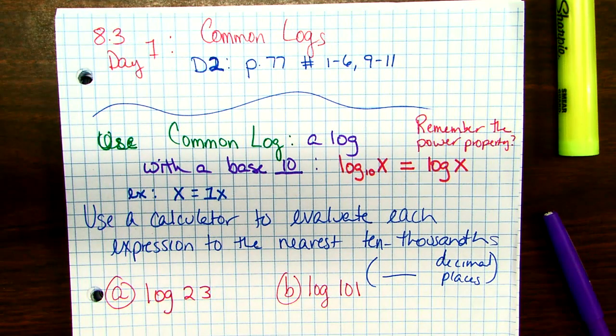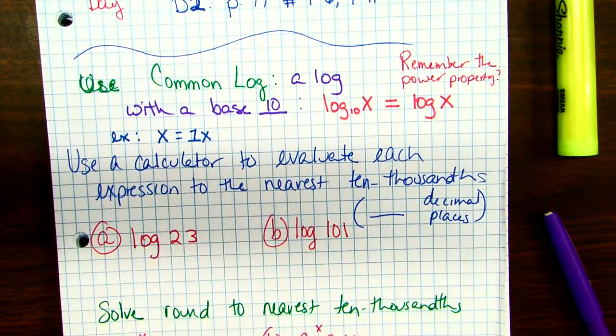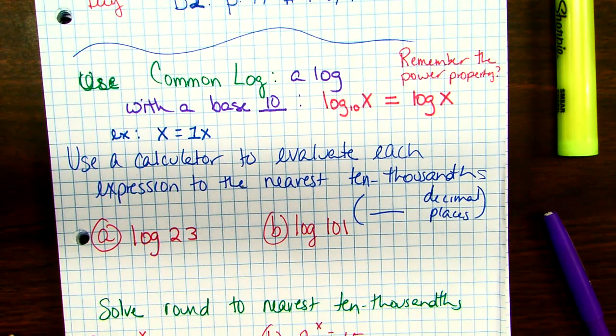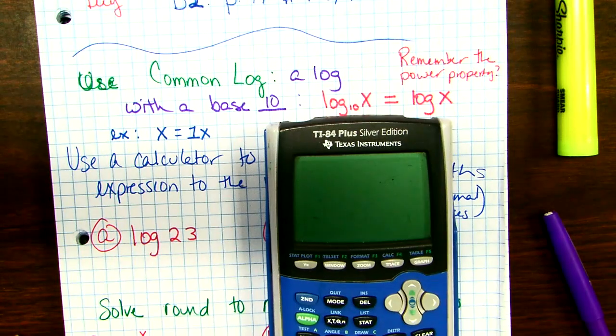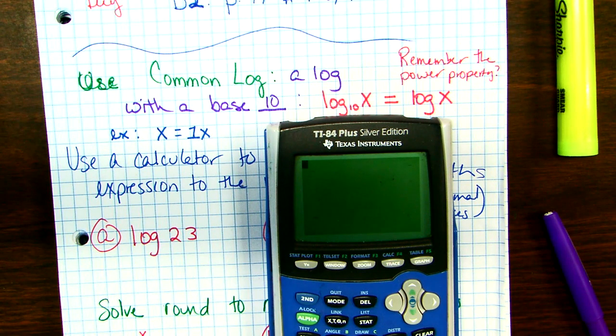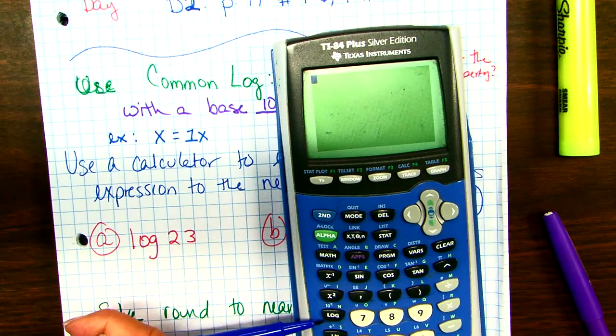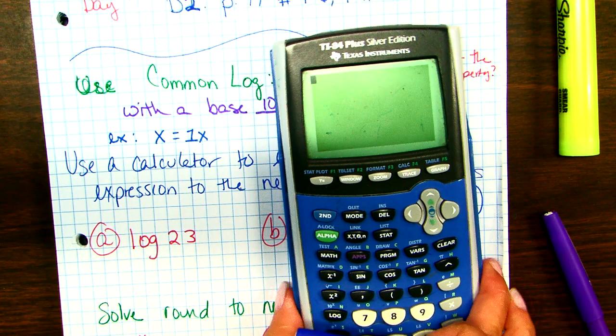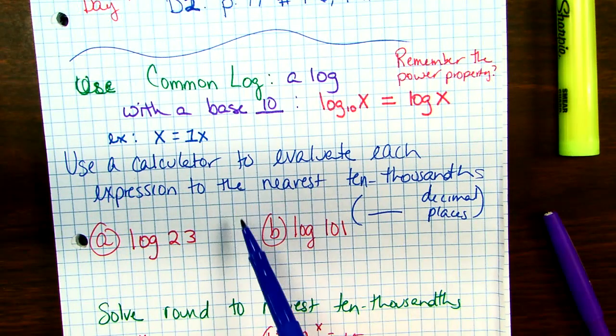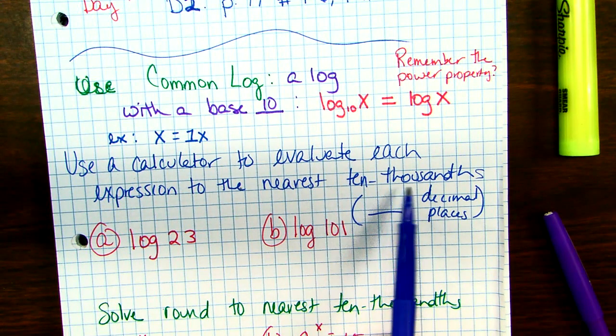One of the nice things about common logs is there's a button on your calculator, so you can put it right in your calculator. By the way, scientific calculators also have this button. You don't have to have a graphing calculator to do these. So find the word log, which is right there. Once you find the log button, all we're doing is using our calculator to evaluate each expression to the nearest 10 thousandths.